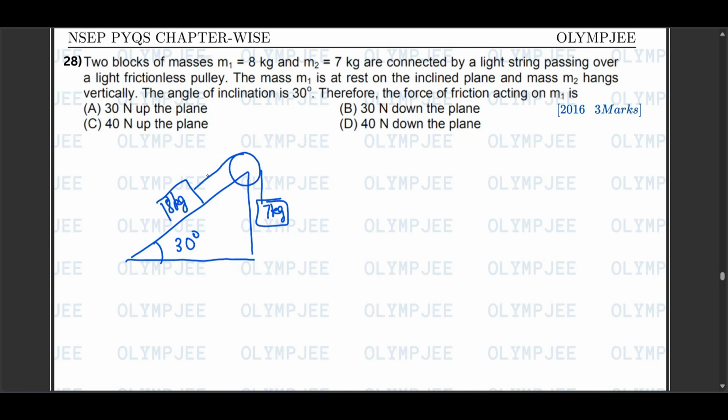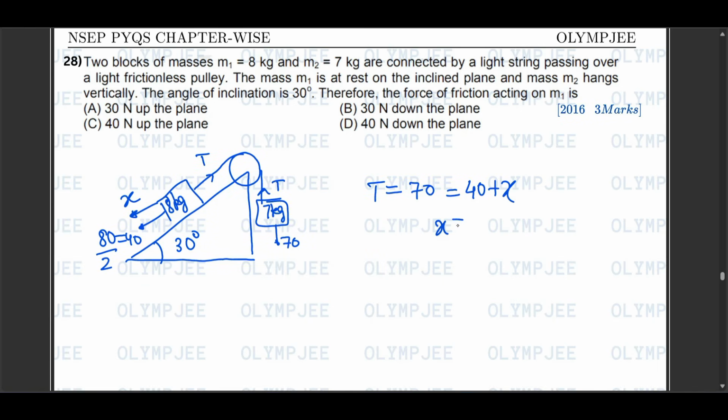So tension will be acting here and tension will be acting here, 70, and since this is at rest, tension will be 70 newtons. In this direction it will be 80 sine 30, which is 40, and a friction also, let me assume the friction as X. So T, which is equal to 70, should be equal to 40 plus X, since this block is at rest.